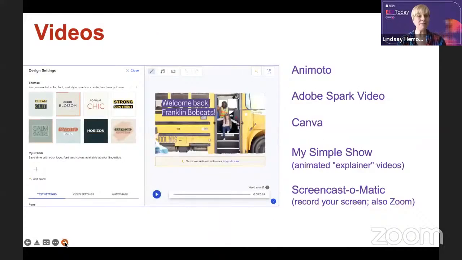For videos, Animoto is hands down the easiest because you choose a theme, like a style, you upload your images, you add a little text, and boom. You can choose a different music if you want to, but it depends on your time. I promise you can create a 2-minute Animoto video in one class period, no problem. You could probably do it right now while you're listening to me and be done by the end of the presentation. Adobe Spark videos, also really easy.